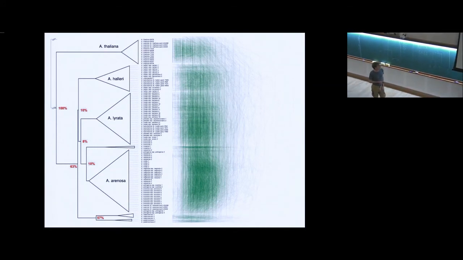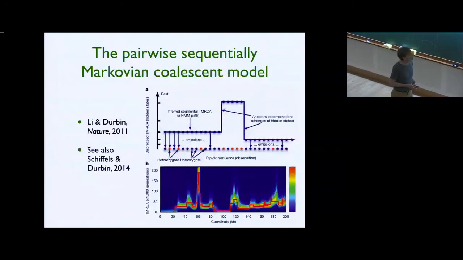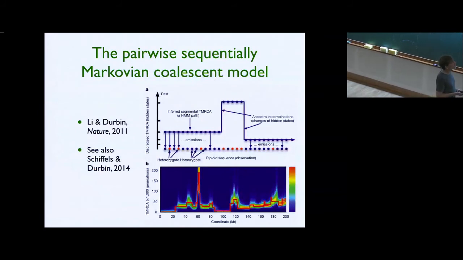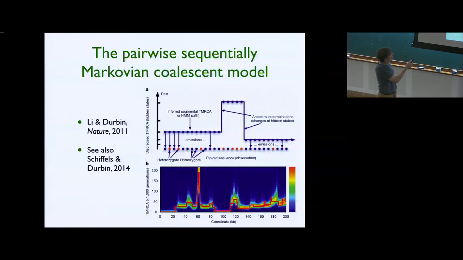Another thing that I think we need to talk about. Here's something people use a lot to infer demography: the pairwise sequentially Markovian coalescent model. This is from Richard Durbin and Heng Li's work, a very cool paper in 2011. A lot of people had thought of this before, but they sort of made it real, and it's been elaborated since. Actually, don't use this method, there are better models now, but I'm just explaining the original one.